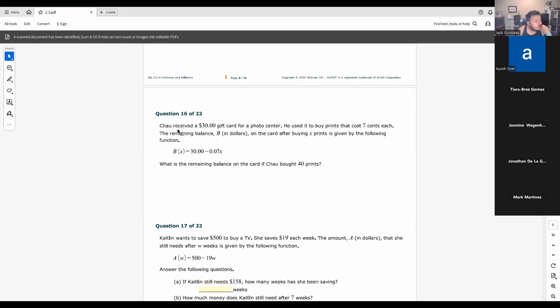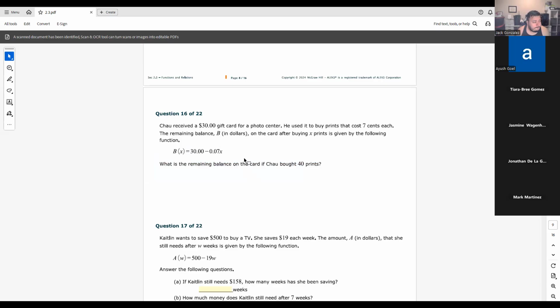They said Chow received a $30 gift card. He used it to buy prints for 7 cents each. So right here, he starts with $30, and every time he buys a print, he loses 7 cents times the number of prints. That's why they created this equation. So they made basically a balance function, and eventually it's going to zero out, right? So the question becomes, what happens when I buy 40 prints?